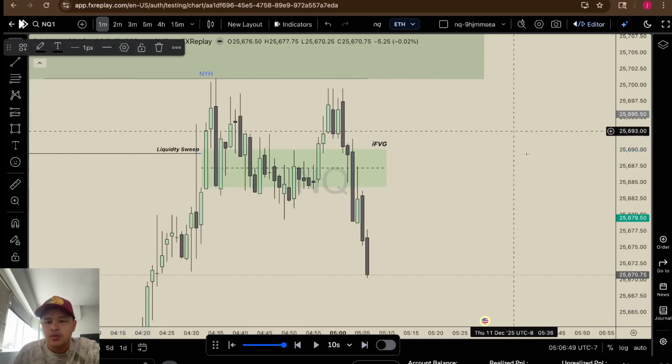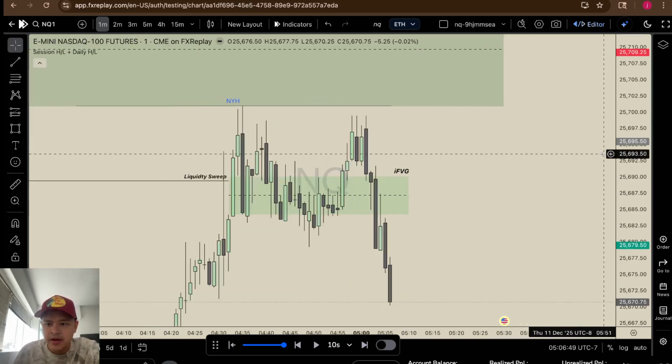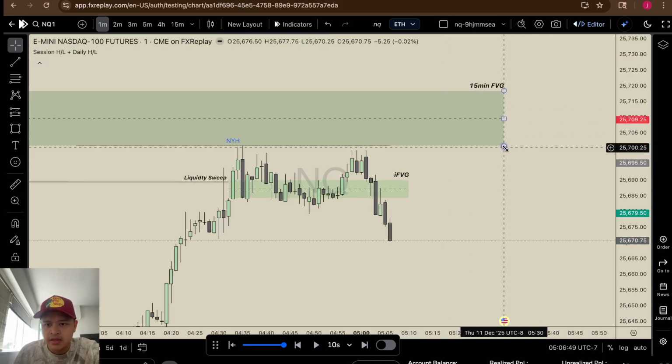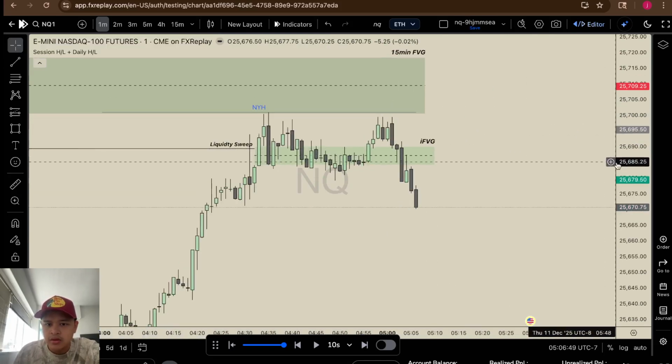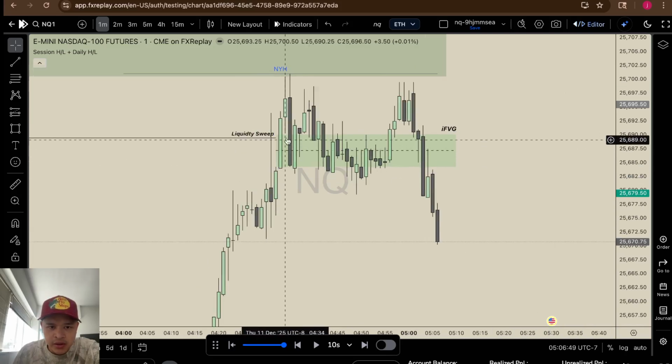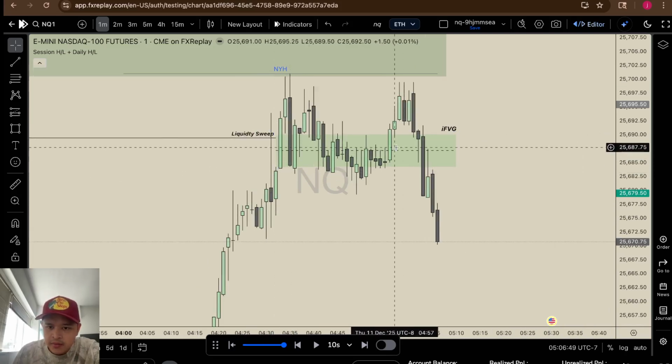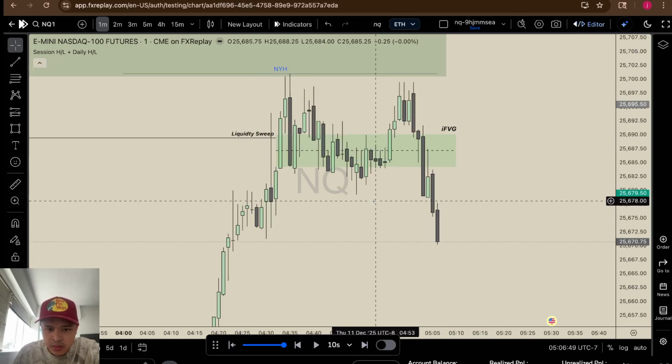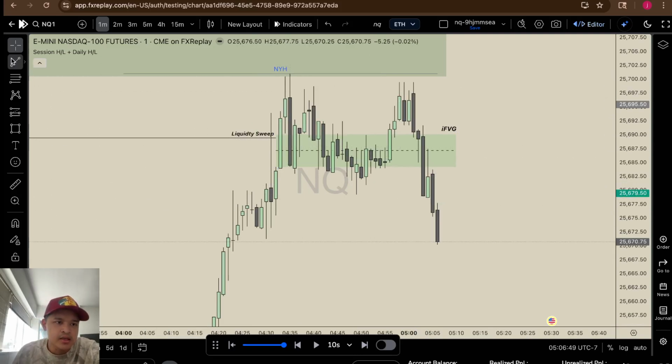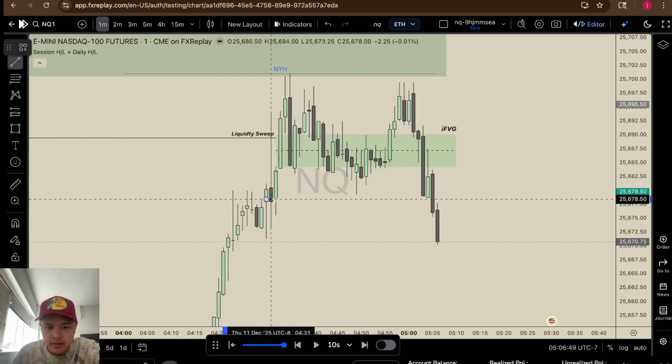We got a tap into a higher time frame fair value gap, in this case the 15-minute. We got a liquidity sweep over here. What else are we missing? We are missing a change in state. That's it. All we're missing is a change in state.